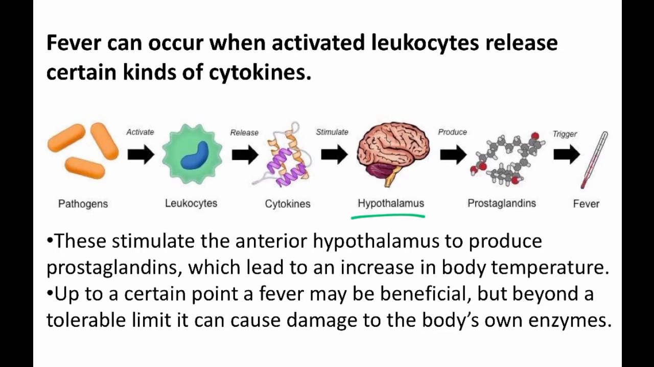The hypothalamus stimulates the body to produce molecules called prostaglandins, and those, through a set of molecular cascades, lead to additional molecules that trigger fever. Prostaglandins are molecules that are involved not just in fever, but they're also associated with pain.